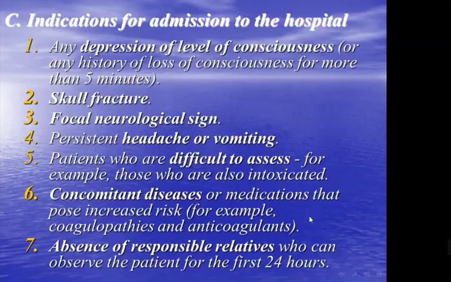Concomitant disease or medications that pose increased risk, for example, coagulopathies and anticoagulants, because they may carry more risk for bleeding than others. And lastly, absence of responsible relatives who can observe the patient for the first 24 hours. What do you mean by responsible relatives? Not only the presence of responsible relatives, but I will examine these relatives. I mean, not a clinical examination, but I will assess them.